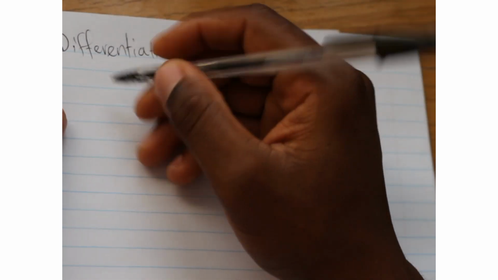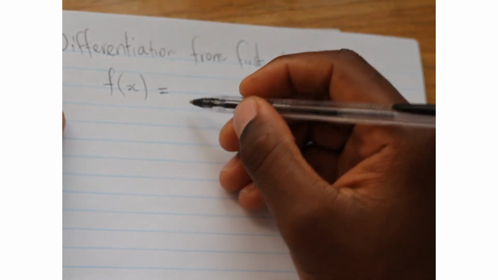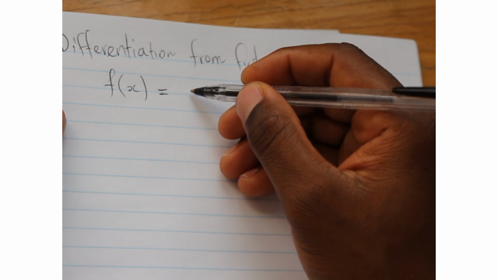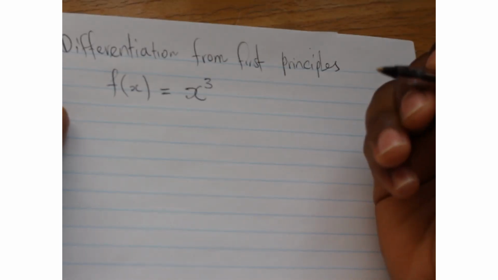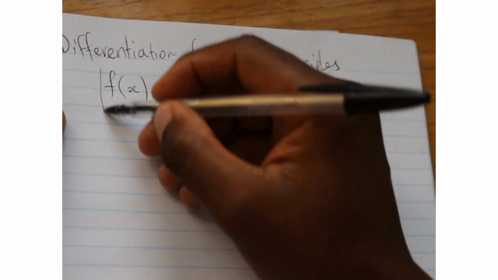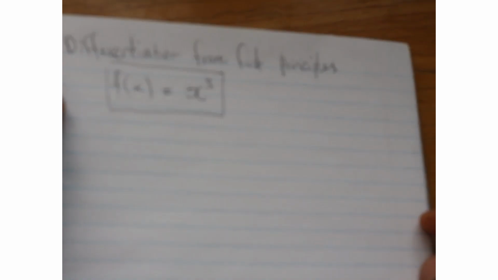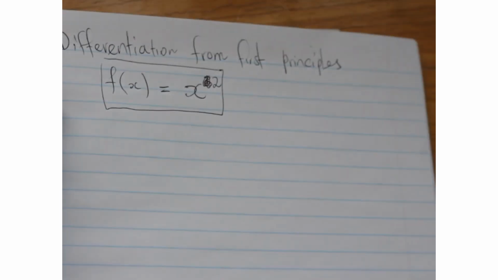If you're given any function f of x, let's suppose that f of x is equal to x cubed. Let's just keep it simple for now. F of x is equal to x cubed, and then we want to differentiate it using first principles. In fact, x cubed is going to come across as a bit much, so let's just say x squared. F of x equals x squared, and we want to differentiate.